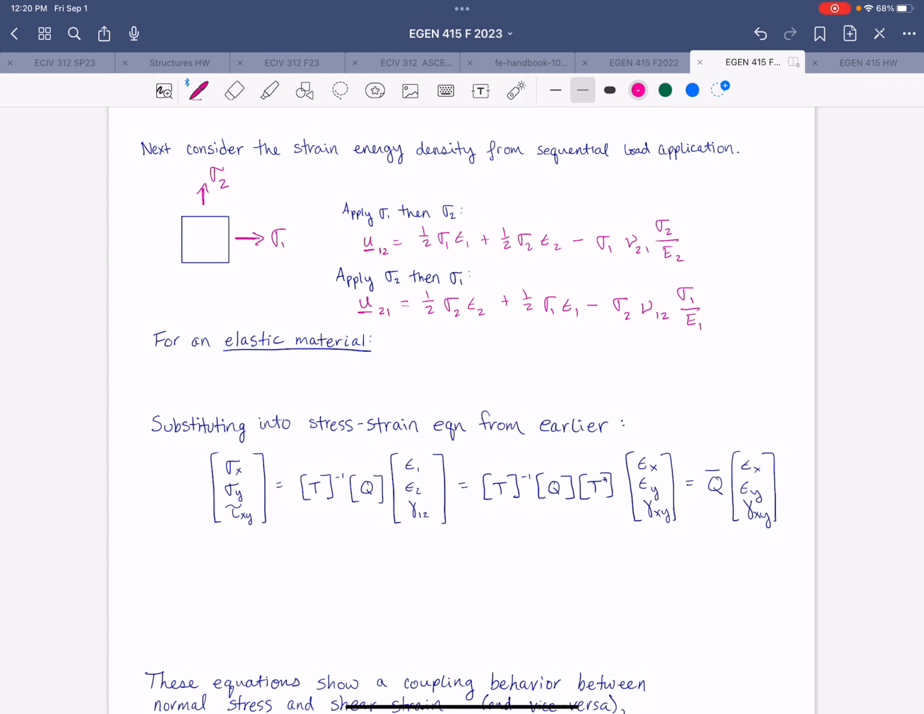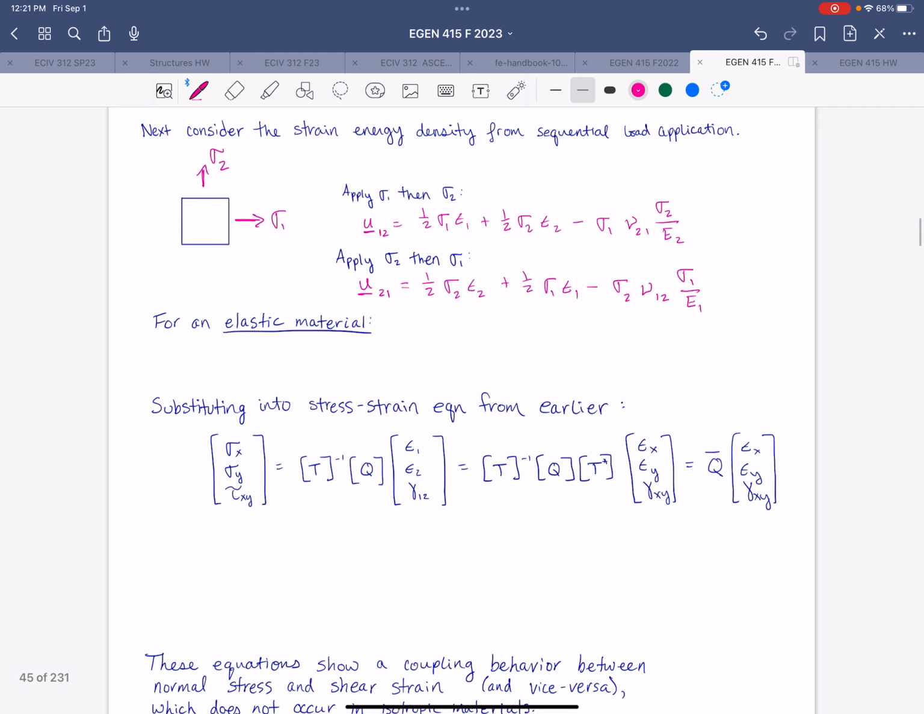So there's a difference. Order of application matters in this strain energy density calculation, right? So it doesn't affect the stresses, but for the strain energy density, there's a difference in that calculation.